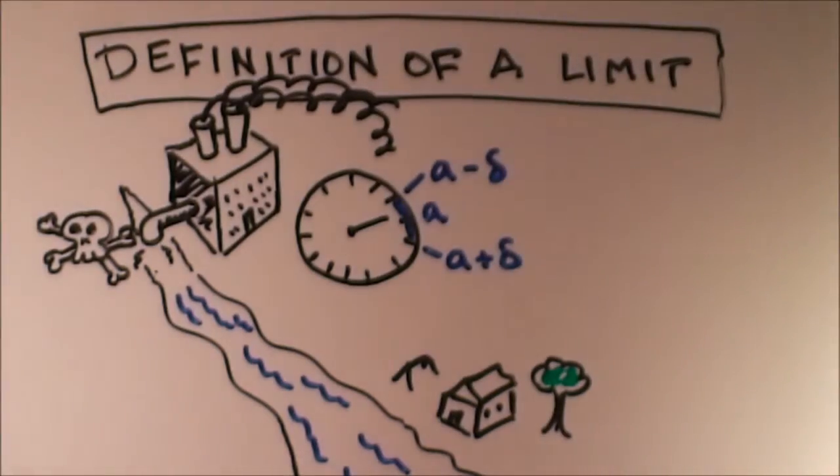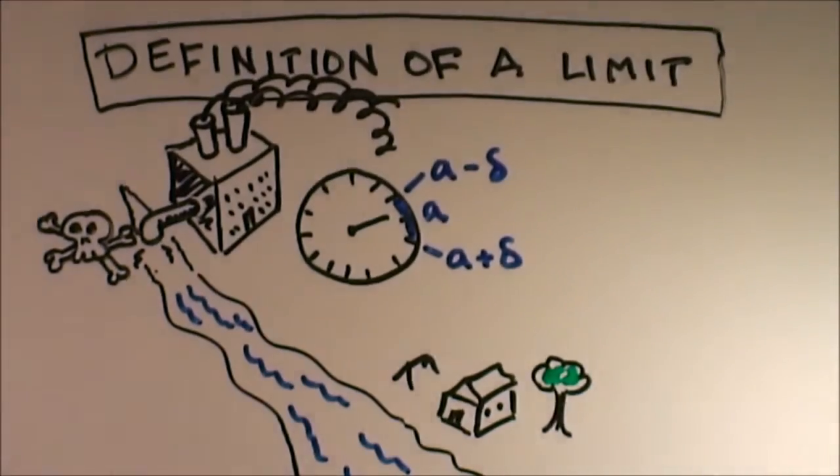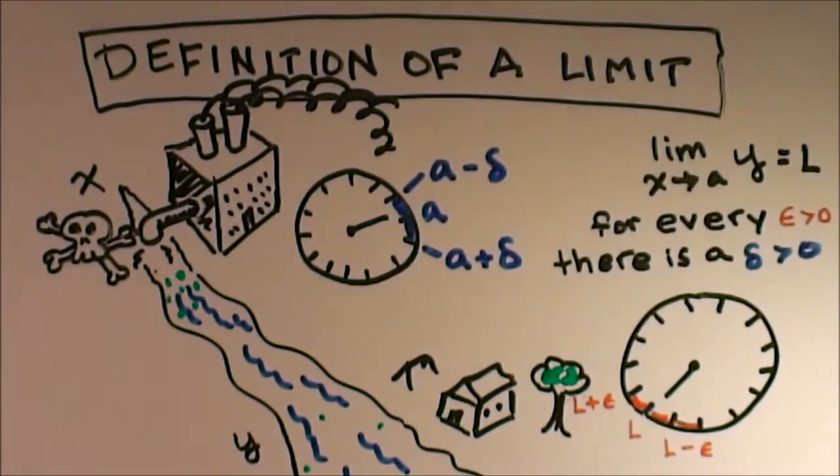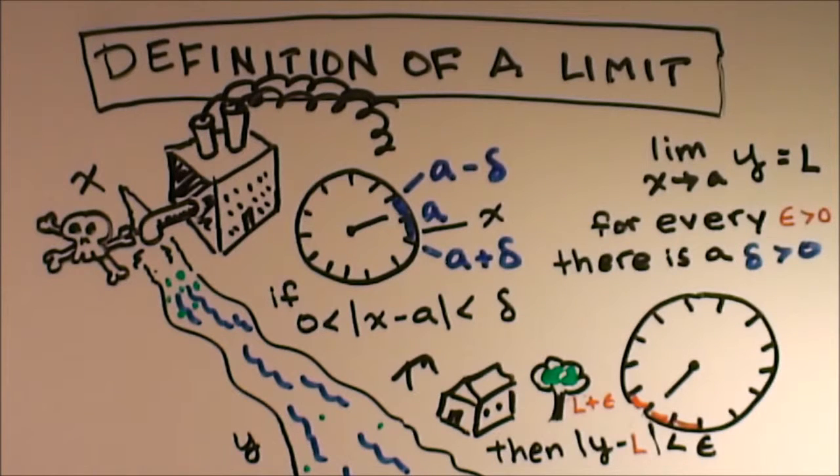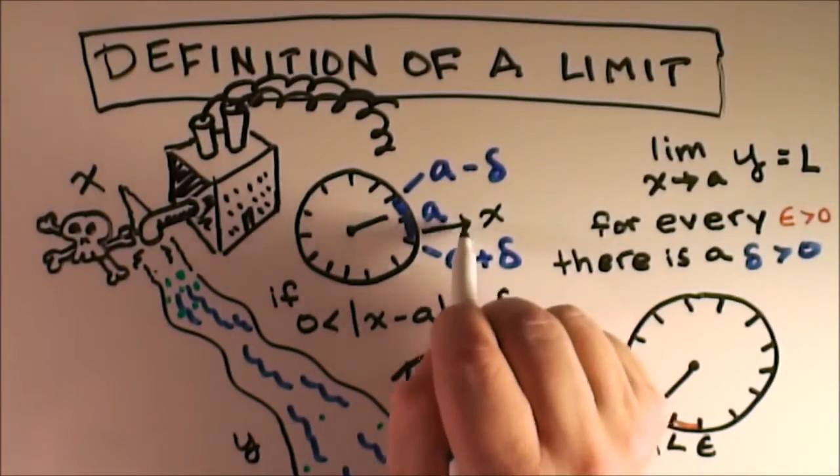Wanting to monitor the safety of their water, the people of Y town put in their own gauge showing the acceptable range of safe drinking water. Because the people of Y town's lives are at stake, they get to decide the safe distance or safe tolerance level for chemicals in their drinking water. It must be safe enough to drink. So the left and right boundaries surrounding L on Y town's gauge is called the epsilon tolerance. So for any epsilon tolerance the people of Y town choose, there will be a delta tolerance at the X factory, such that if the factory's gauge is within the delta tolerance, then the town's gauge will be within the epsilon tolerance.